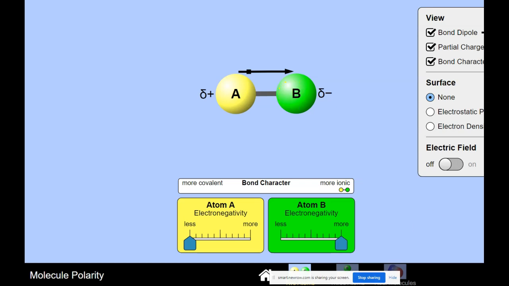Smiley faces, emojis, if you feel comfortable with that. This is a more ionic bond. Again, it's kind of a spectrum. This is going to be more ionic. Great. Let's jump back over here and take a look at the other one that we already learned, which is nonpolar covalent.